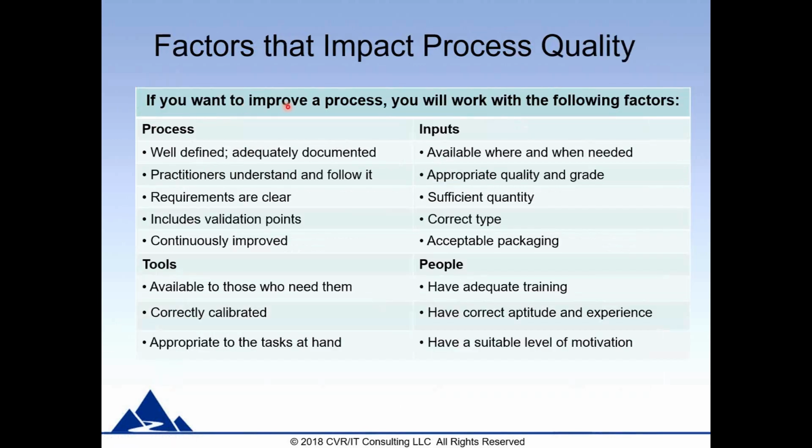So if we want to improve a process, if we want to get those quality characteristics where they need to be, these are the areas where we can have impact. We can work on the process steps, make certain that they are well defined, that they're adequately documented. We want to know that the people working on the process understand what the steps are and are able to follow them. We want to know that the requirements of the process are clear so we can know that we're meeting them. We want to include validation points in the process, checkpoints along the way to make certain that the process is actually working in the way that it needs to work.